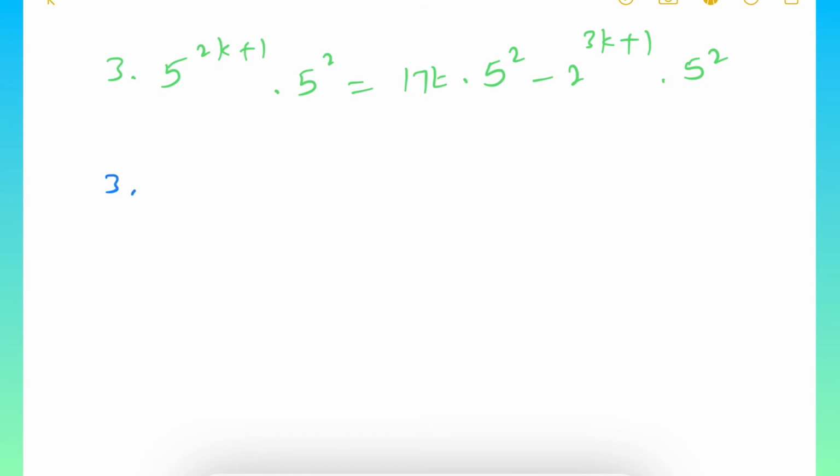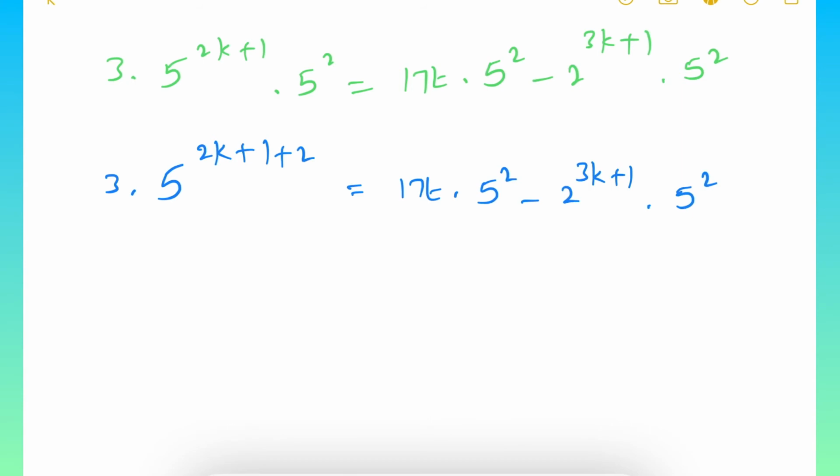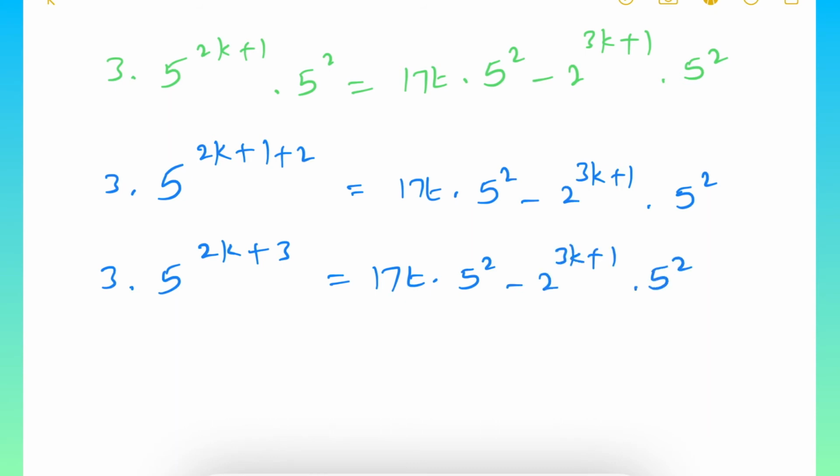3 into 5 power 2k plus 1, here power 2. Both the bases are the same, so the powers should be added. So we get 2k plus 1 plus 2. That is equal to, I am not going to do anything with the RHS, I will keep it as it is: 17t into 5 square minus 2 power 3k plus 1 into 5 square. Now on the left side, 3 into 5 power 2k plus 1 plus 2, it is plus 3, equals 17t into 5 square minus 2 power 3k plus 1 into 5 square.